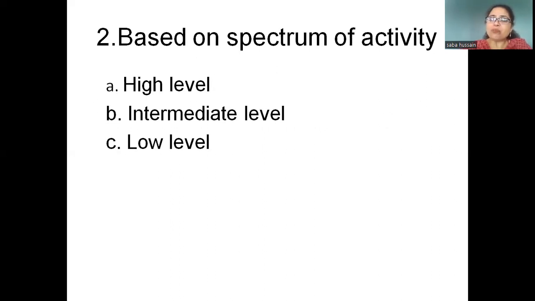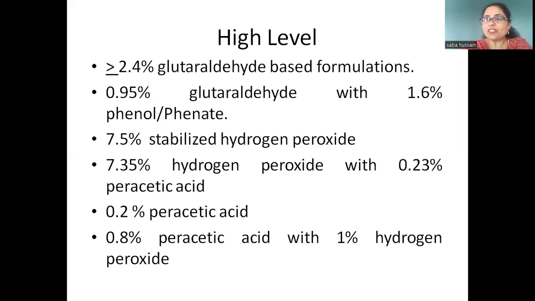Now, based on the spectrum of activity, spectrum means what kind and how many types of microorganisms they can kill. If they can remove the maximum number of microorganisms, they are high level. Intermediate is in between, and low is the one which can remove fewer microorganisms. These are the three spectra of disinfectants.